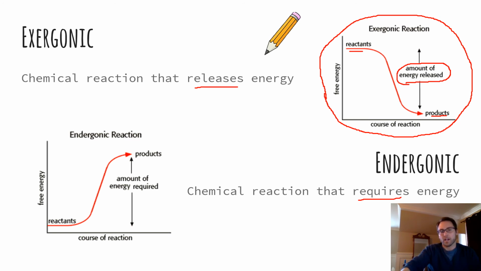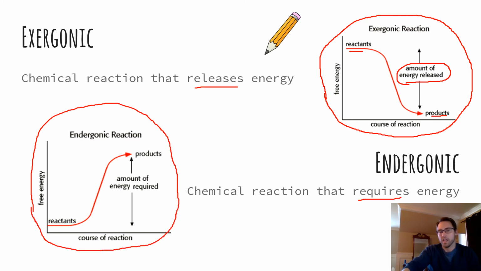Now an endergonic reaction is the opposite. The products have more energy stored in their bonds than the reactants, so it takes energy in order to build up those products. This is the amount of energy that's required, or the amount of energy that's absorbed in an endergonic reaction.